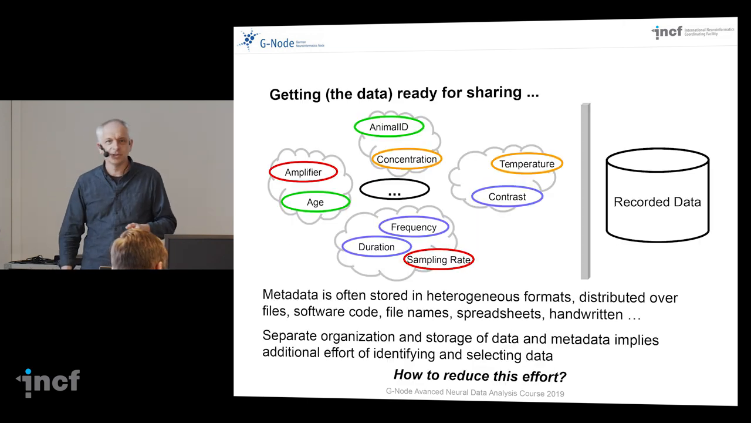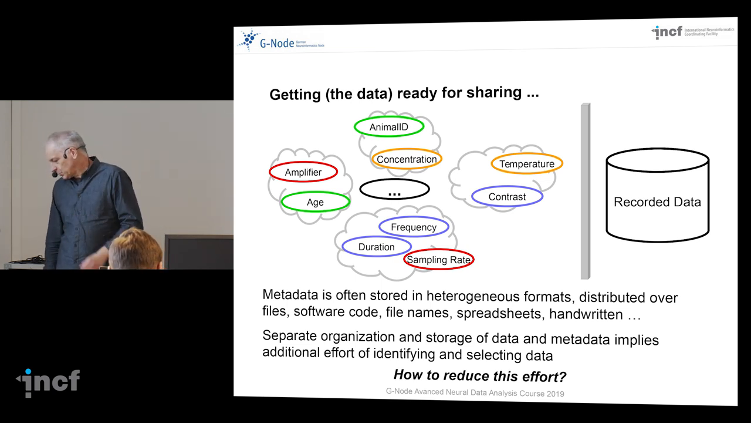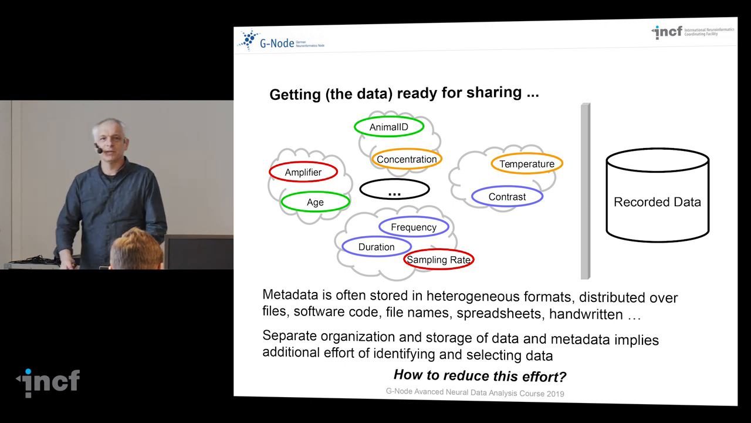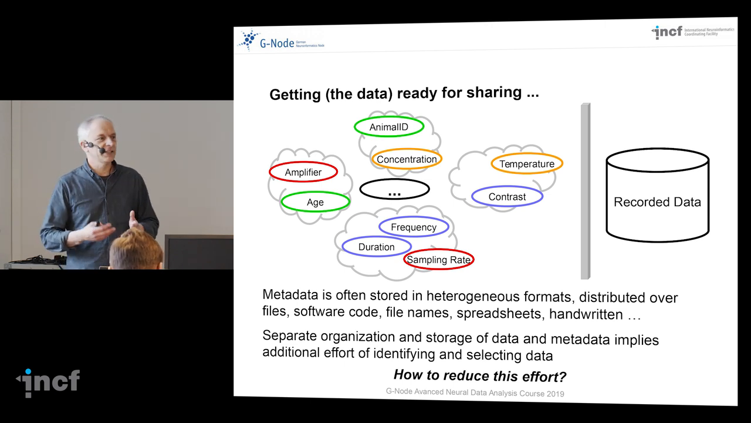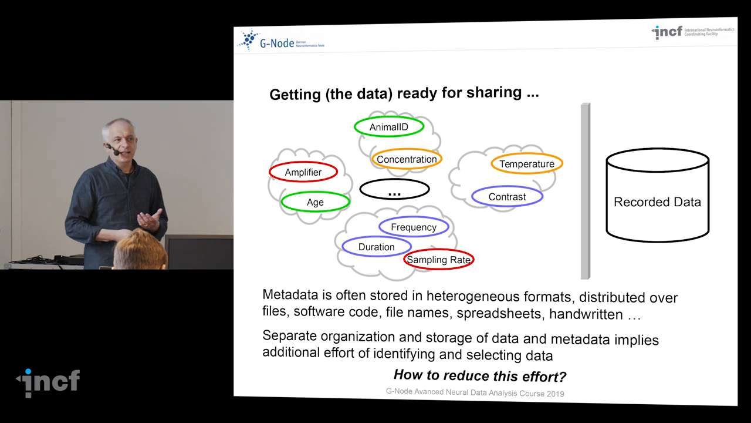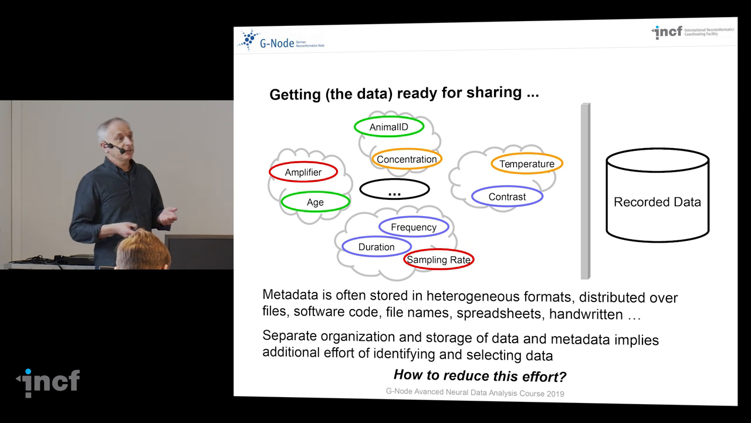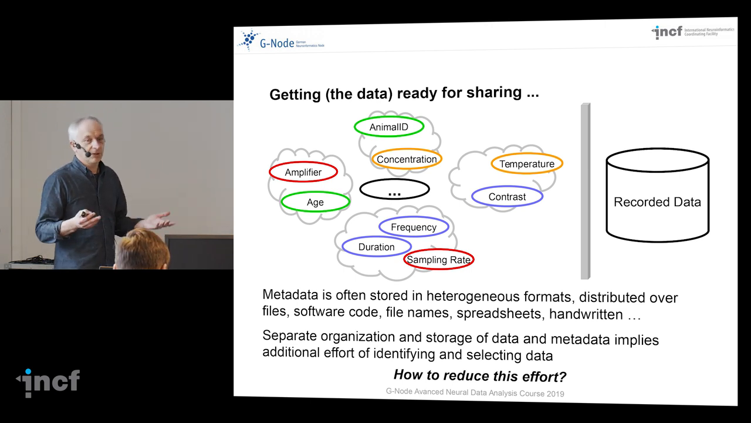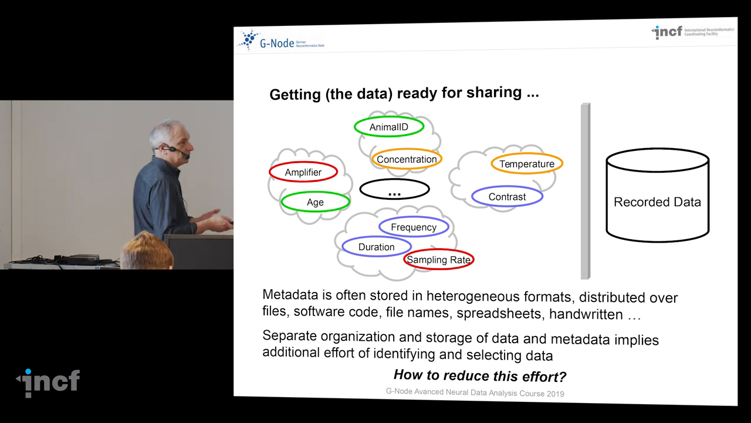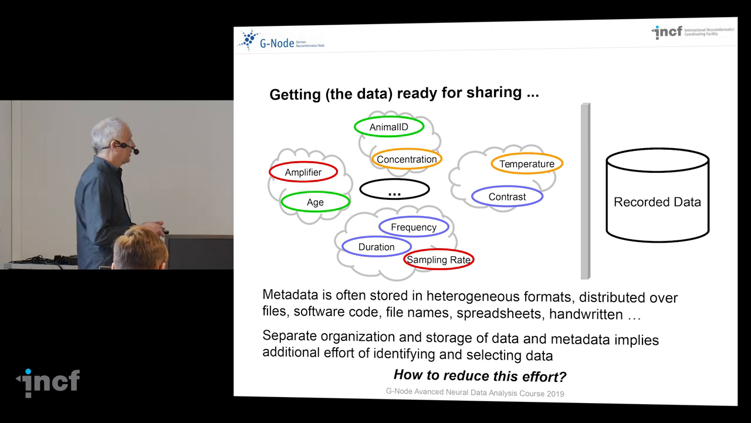So I'd like to introduce a couple of tools and formats we've been working on in the past years, always having in mind how to improve the typical situation that we have: the recorded data on one hand, and a lot of metadata, a lot of information that is acquired during an experiment, typically from different sources. You have different machines and computers running that might all produce metadata. You have other measurement devices. You do some recordings by hand and so forth.